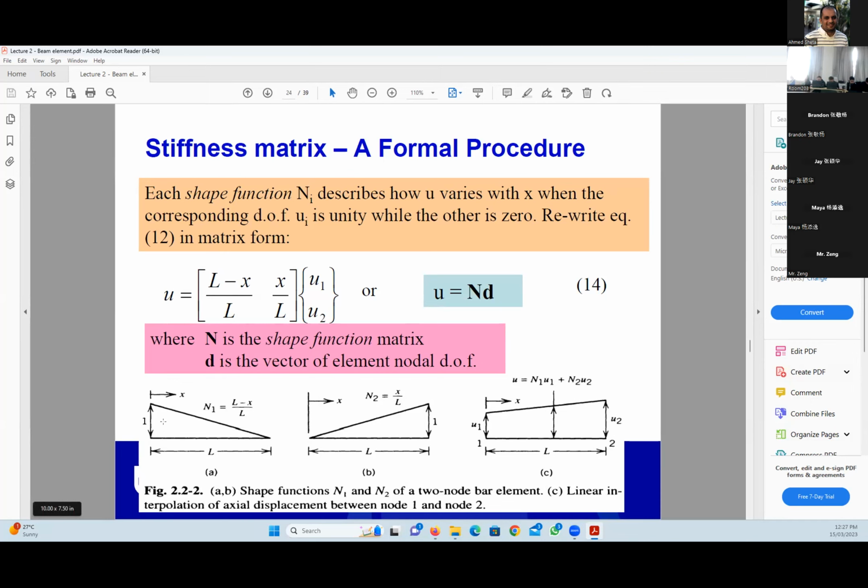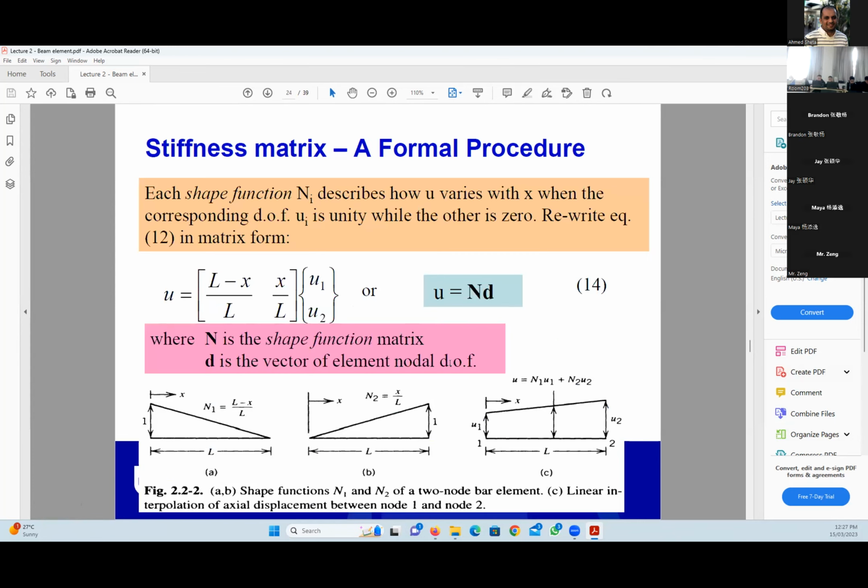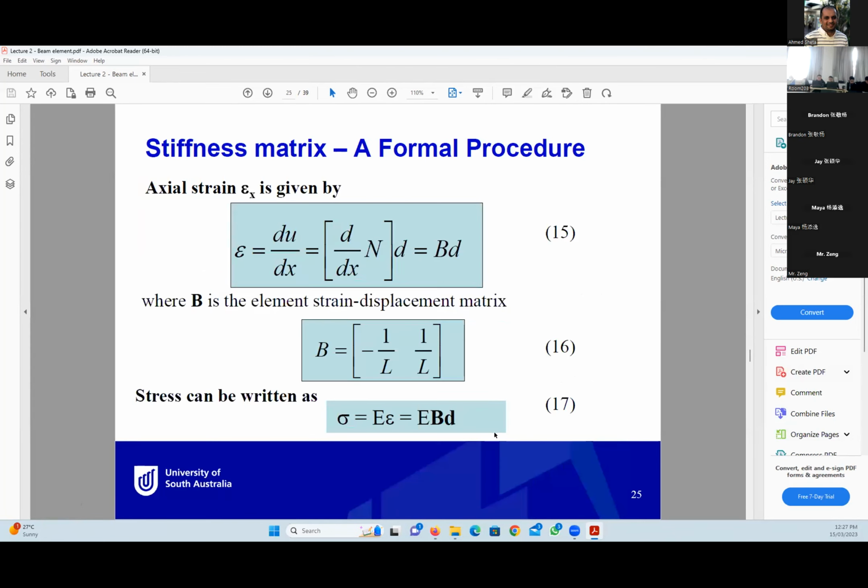The shape function N1 when u1 is 1 and u2 is 0 has this value. The shape function N2 while u2 equals 1 and u1 equals 0 will be N2 equal to x by L. So this is the shape function and the interpolation. Then, so this is our shape function.